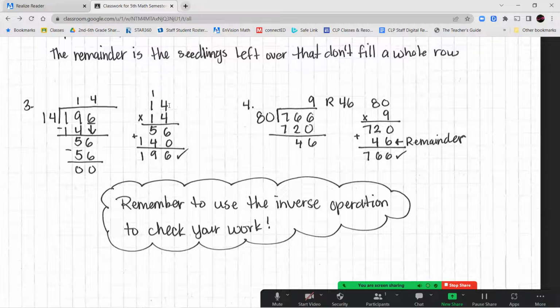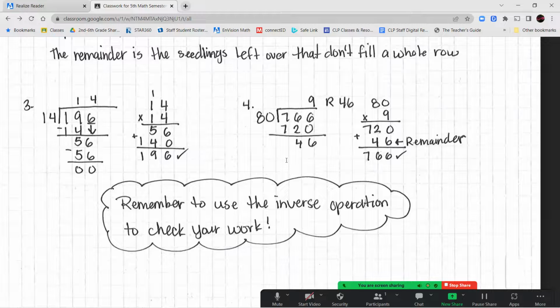So then I'm going to put my numbers together and use my inverse operation of multiplication. I'm going to do the 14 times the 14 to see if I get back to my original dividend. So 14 times 14, I found my 2 partial products. My product here was 196. That matches my dividend in my division equation, so I know that my work is correct.